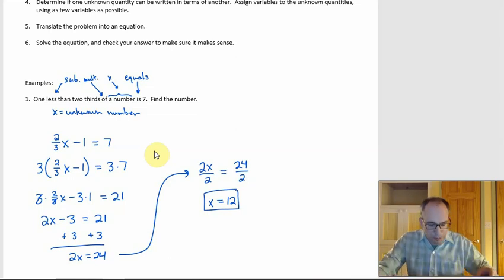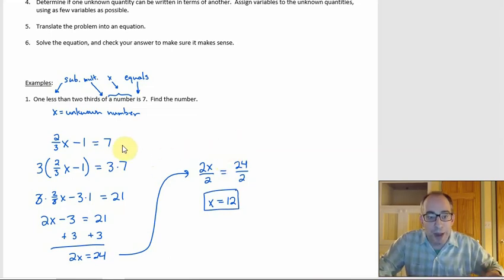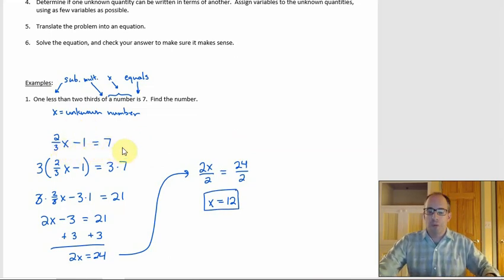So the actual math part is not that bad, right? I guess really here, once we got this, the 2/3 x minus 1 equals 7, after that, it turns into stuff that we've done before. But it's getting to this point, right?